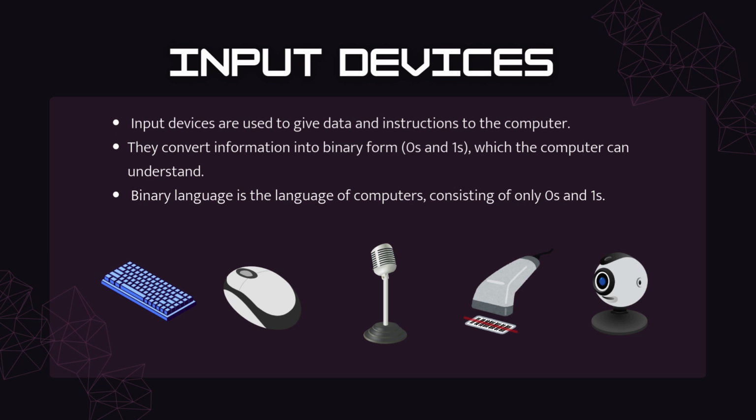Input devices. Input devices are used to give data and instructions to the computer. They convert information into binary form, zeros and ones, which the computer can understand. Binary is the language of computers, consisting of only zeros and ones. Examples of input devices: keyboard, mouse, microphone, scanner, webcam.